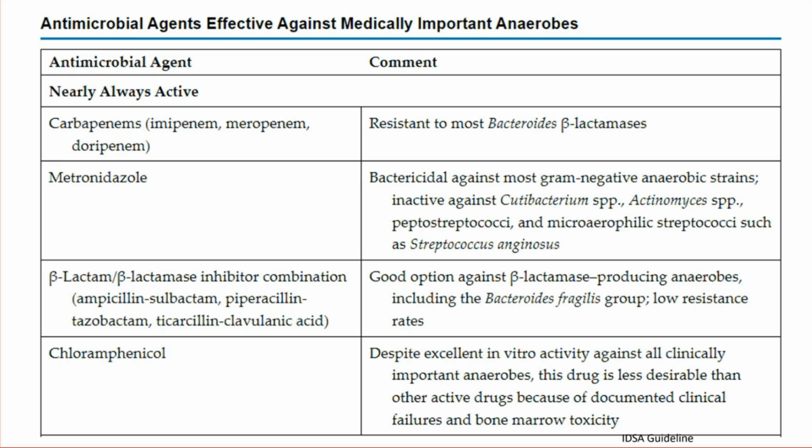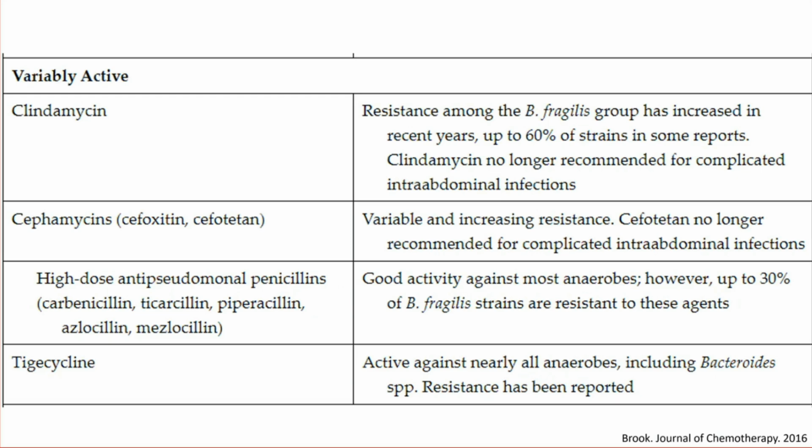Okay, and this is more or less easy for you guys because we have really only a few antibiotics that are highly active against your anaerobes, right? So think about your carbapenems, metronidazole, your beta-lactamase inhibitor combinations, and chloramphenicol not so much because of bone marrow toxicity. And then variably active, we sometimes use clindamycin. Cefoxitin is still the number one choice for our OB folks for their GU surgeries. High-dose penicillins, tigecycline actually has also good anaerobic activity.